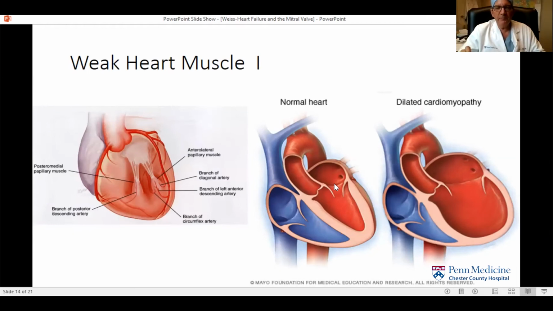And then the picture on the left is there to remind people that the mitral valve leaflets are suspended by little muscles called papillary muscles. Thank you.